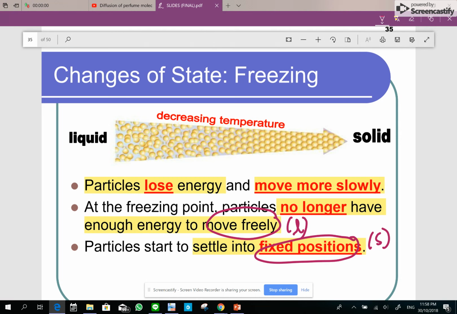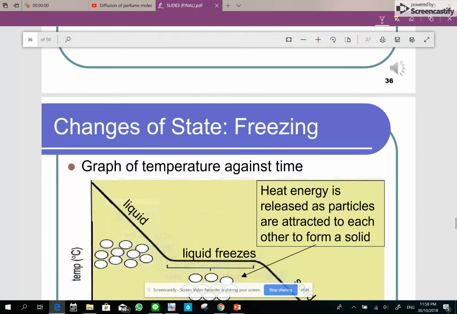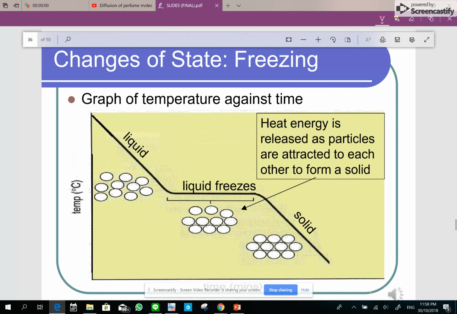So that's freezing. And what does the graph look like? It's directly opposite of your heating curve. Instead of going upwards, now it goes downwards. There's still a horizontal line, because during this horizontal line, this is where freezing takes place. So what actually happens during this horizontal line? Let me change the color so you can see clearly. Heat energy is released as particles are attracted to each other. So heat energy is released because of that.